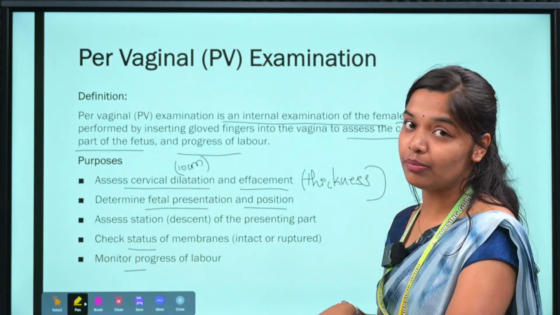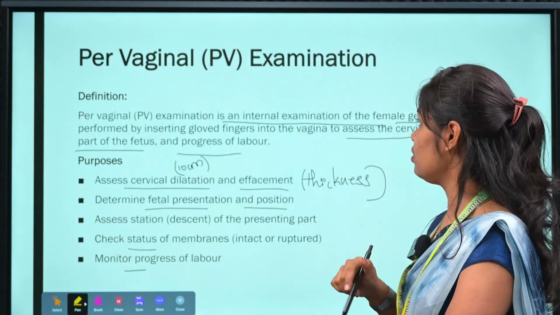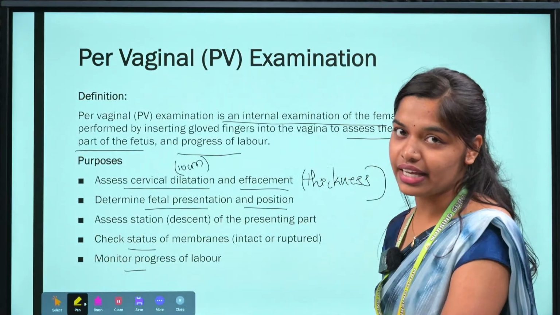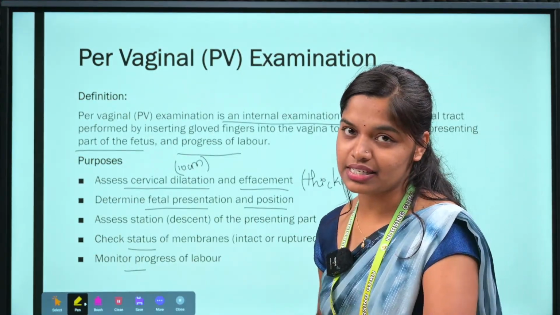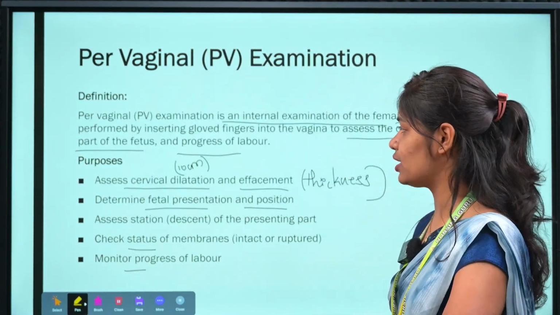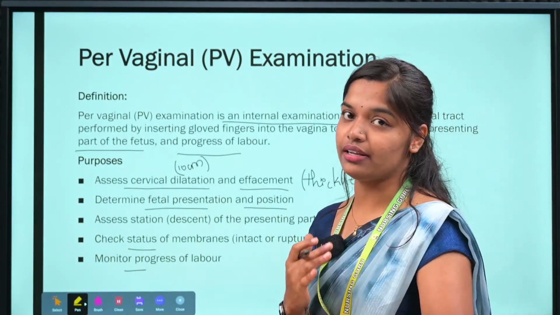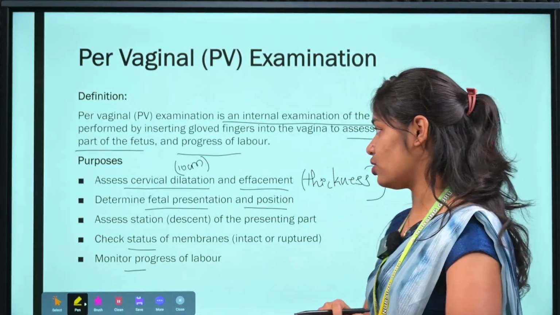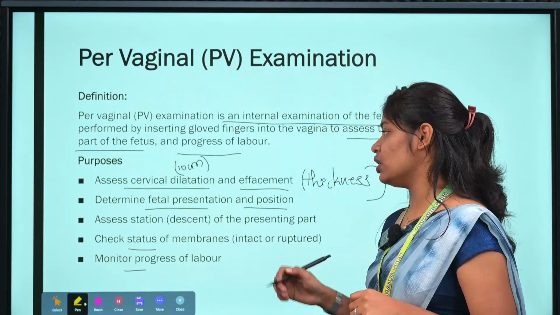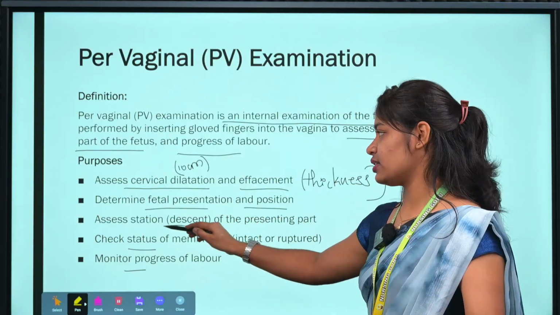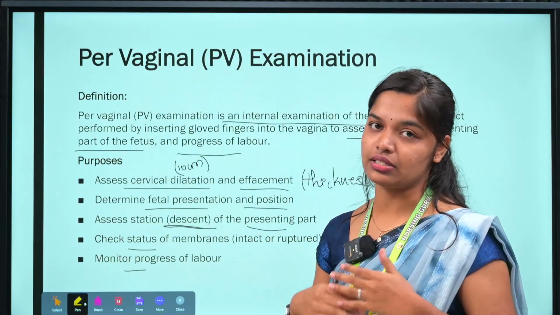examination of the female genital tract by using the gloved fingers to assess the cervical dilatation, thickness, and the progress of the labor, and also the presenting part of the fetus. The purposes include to assess the cervical dilatation and the thickness, and also to assess the presenting part and the position of the fetus, and also to assess the descent of the part, whether it is going to descend or not.